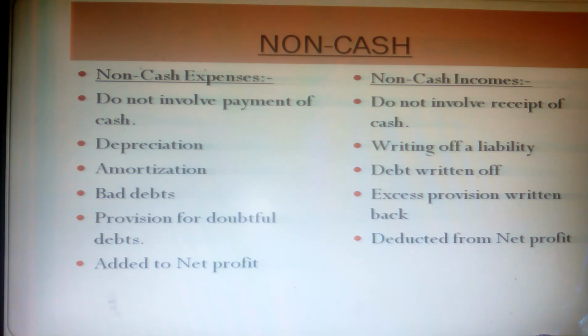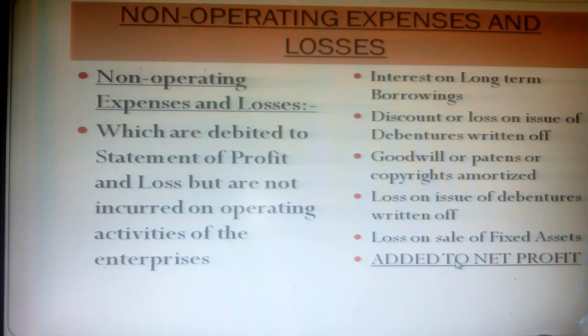As for cash expenses, again you want to add. Earlier debited, here you want to add. Earlier credited, you want to deduct it. Correct. You don't want to show it as income. That is the idea here. Then non-operating expenses and losses. These are debited to the statement of profit and loss but are not incurred on operating activities of the enterprise. Okay, that is, not related to the business.